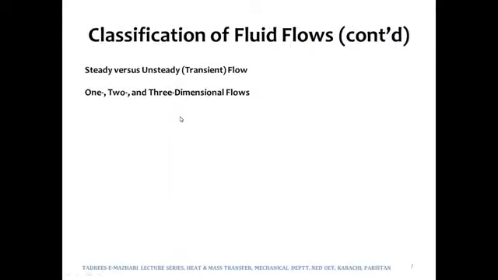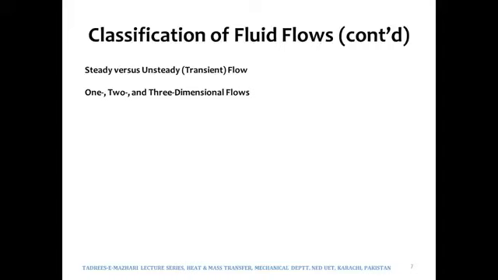Again, the flow may be steady or it may be transient, just like the heat transfer may be steady or transient. If the fluid properties are changing with respect to time at a particular point, then the flow would be termed as transient. However, if the properties at a particular location are constant, not changing with respect to time, then that flow would be termed as steady.